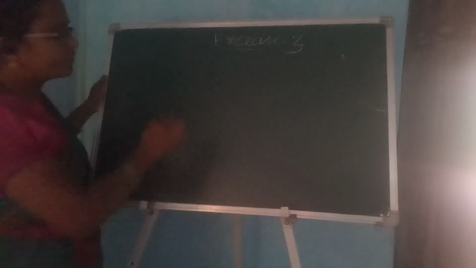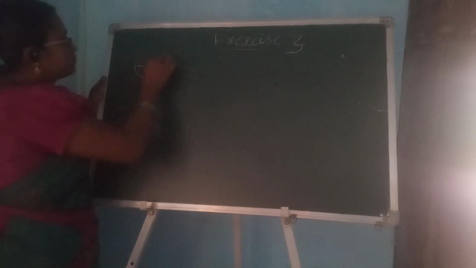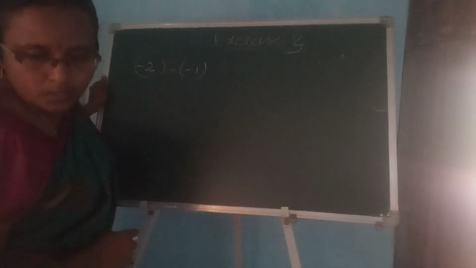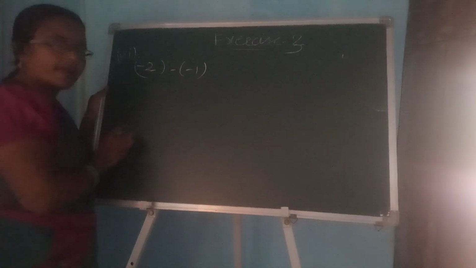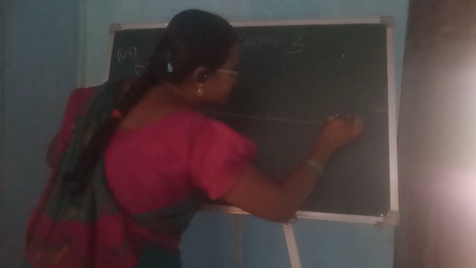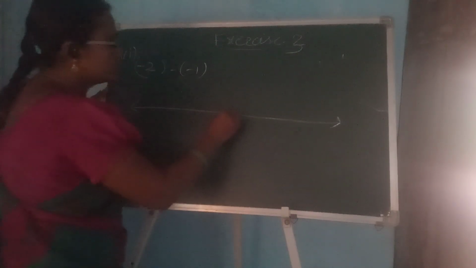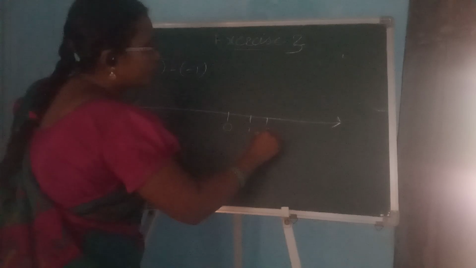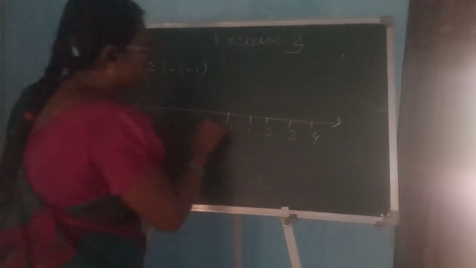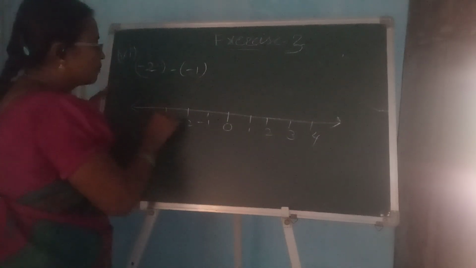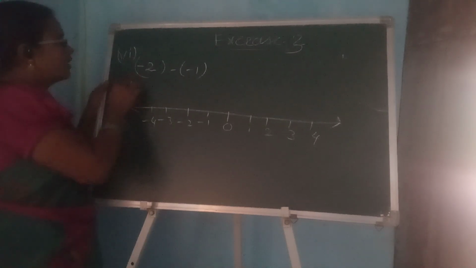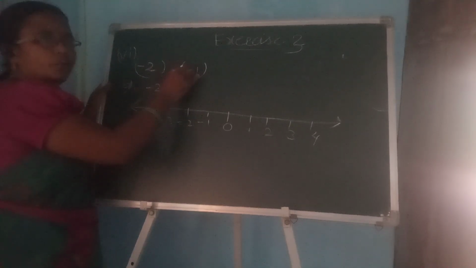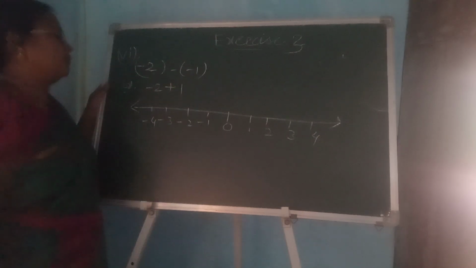Minus 2 minus of minus 1. So this is the last problem of this page. This is the sixth problem of this page. Now again draw the number line. 0, 1, 2, 3, 4. Minus 1, minus 2, minus 3, minus 4. So here first we have to solve minus 2 minus into minus, plus 1.